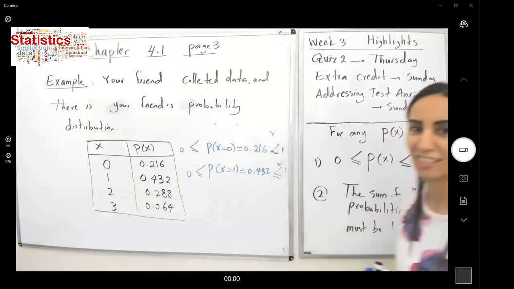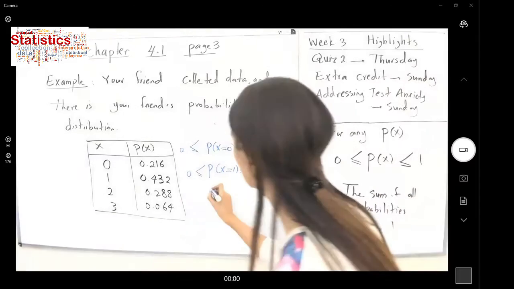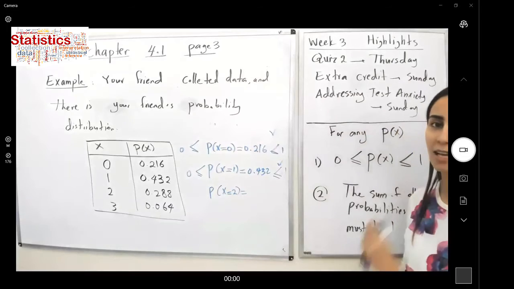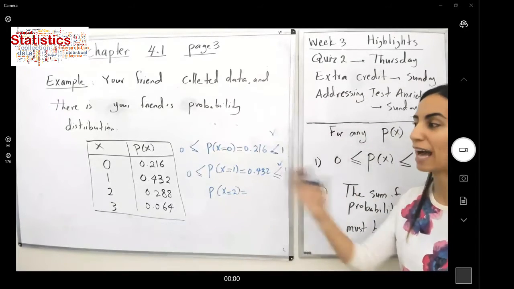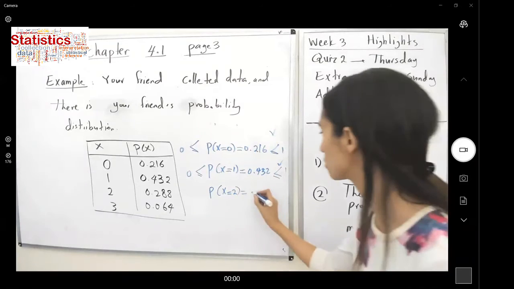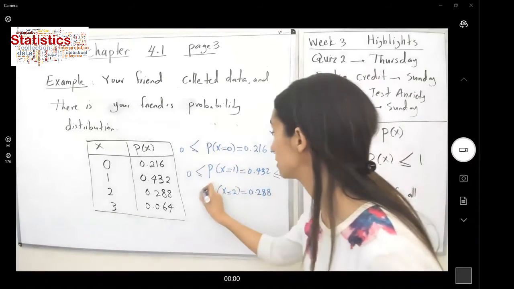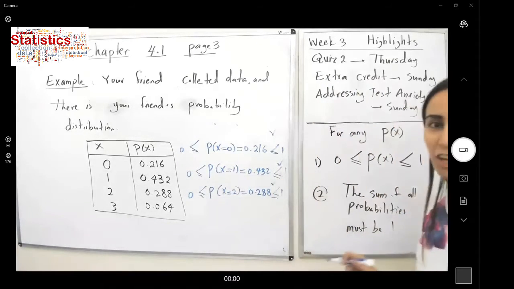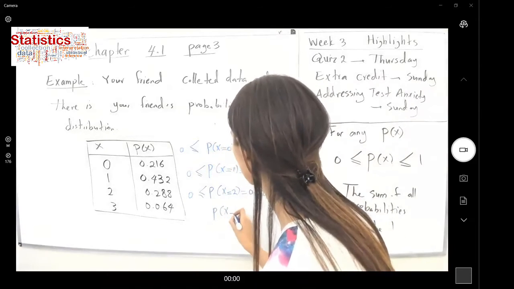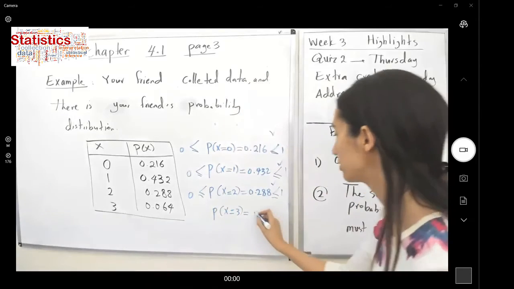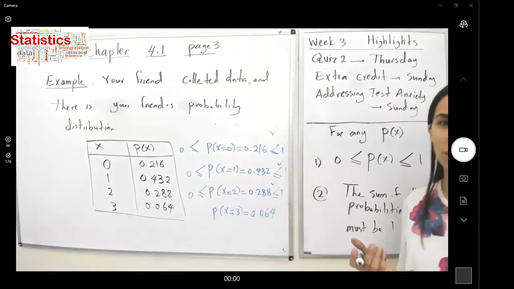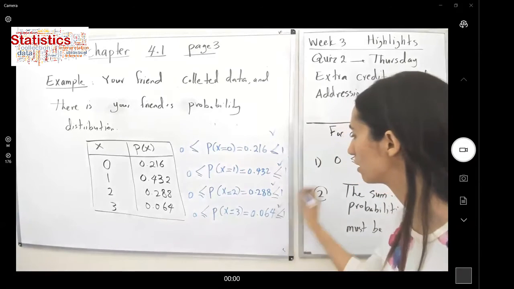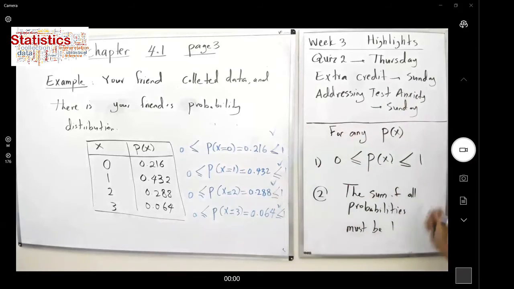How about the third one? 0.288. P of x equals 2. The probability that you randomly select a value and that value is equal to 2 is 0.288. Is this a number between 0 and 1? Of course. And finally, the probability of x being 3 is 0.064, which is a small number between 0 and 1. So we don't have any problem here as well. We're good. So the first condition is met.